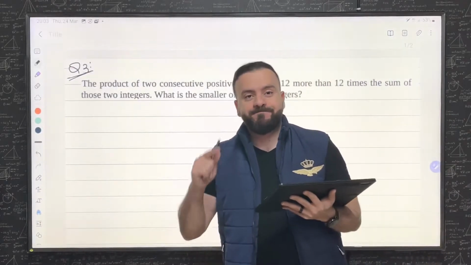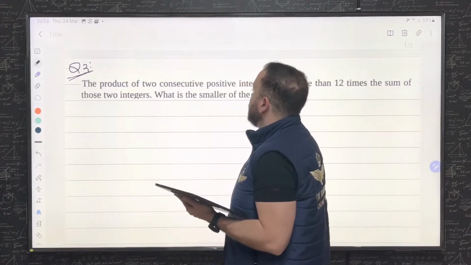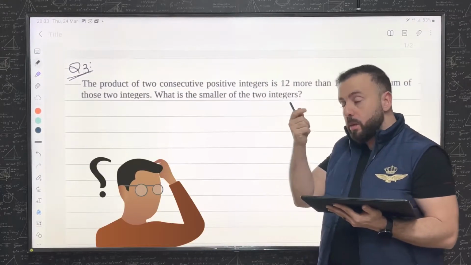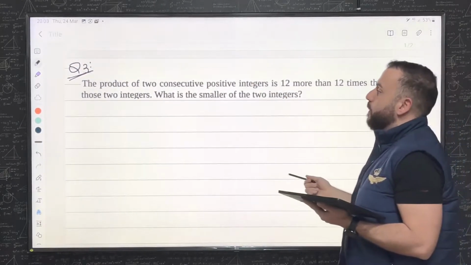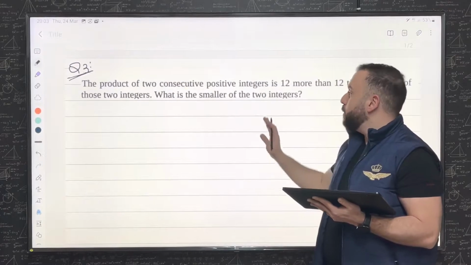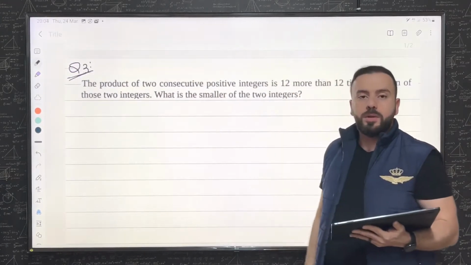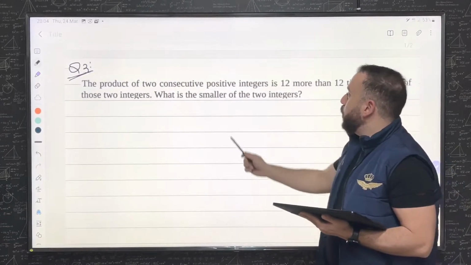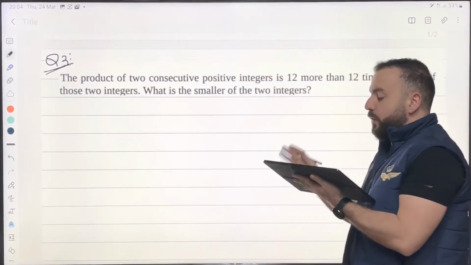Let's do question 3. Okay, let's do some magic. What do you think? Check this. The product of two consecutive positive integers, Chapter 1, remember? Okay, is 12 more than 12 times the sum of those two integers. First of all, before I solve anything, I need to think how to construct the equation. So what is the smaller of the two integers? And remember, it's what? Positive integers. Okay. The product of two consecutive positive integers.